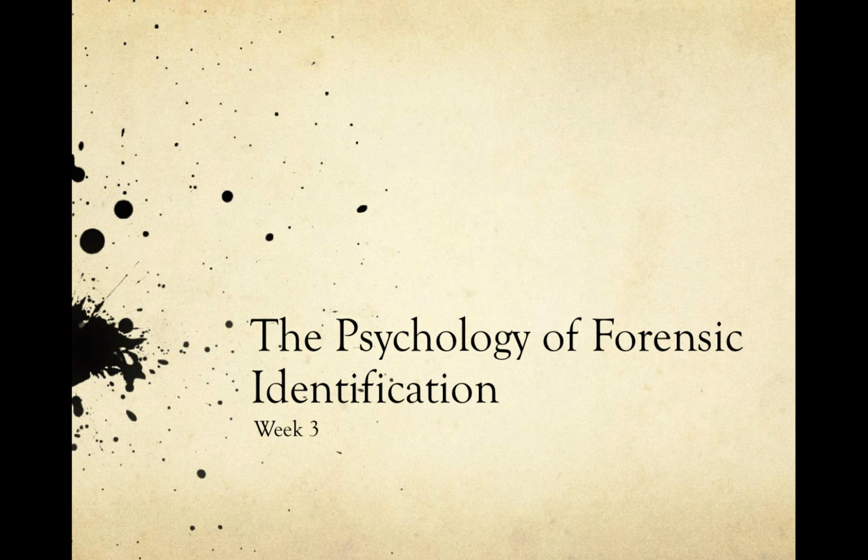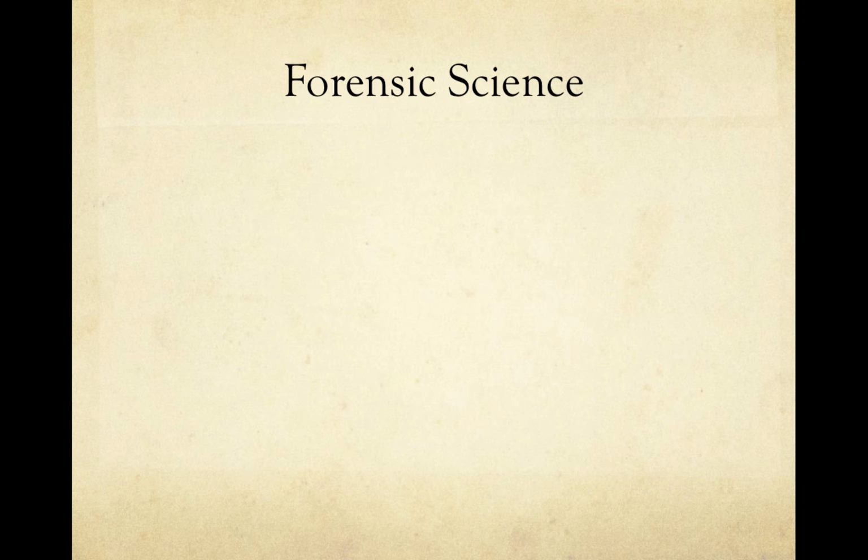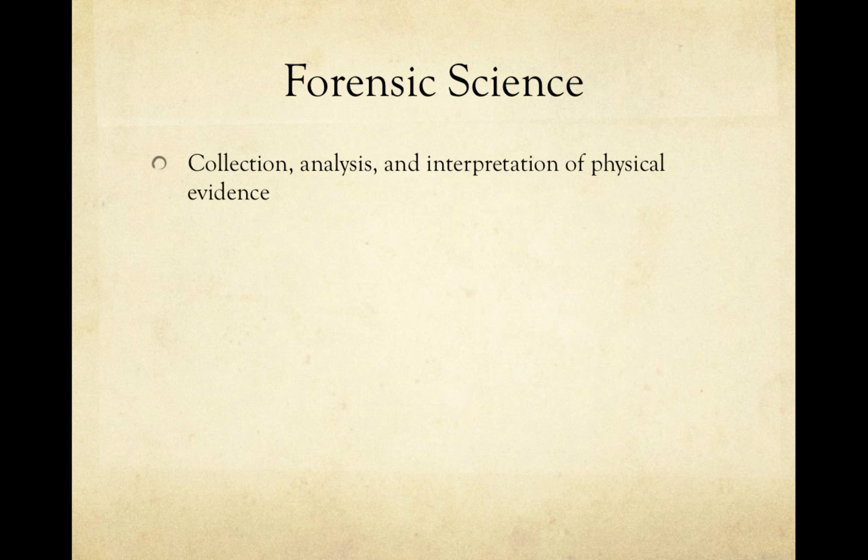So as you know, forensic evidence is used in many trials, and the process by which the evidence is discovered and brought to trial is through forensic science. So what is forensic science? Forensic science is the collection, analysis, and interpretation of physical evidence.